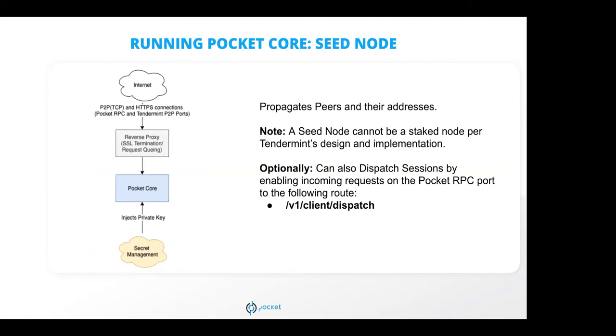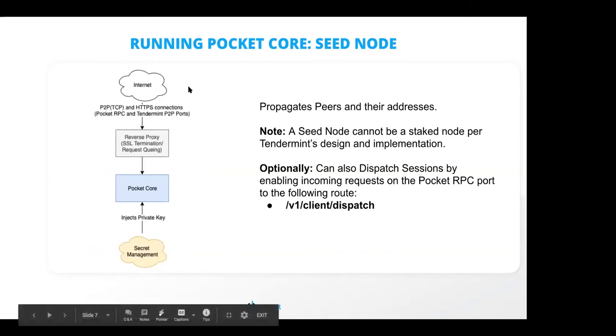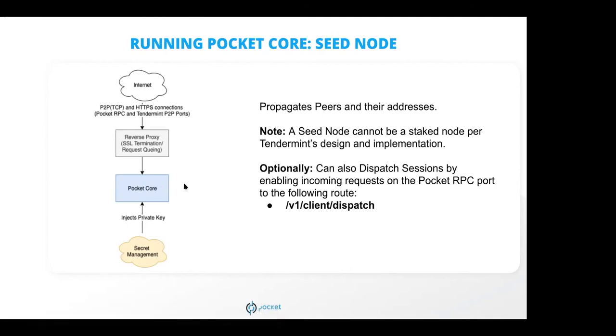The second node type that I want to talk about is the seed node, which we were discussing earlier. The seed node shares all the same characteristics in terms of setup, but the seed node doesn't need to connect to any other blockchain nodes to do its work. It's all self-contained within the data that it needs to operate. It's all self-contained within the Pocket blockchain. The job of the seed node is to propagate peers and their addresses.